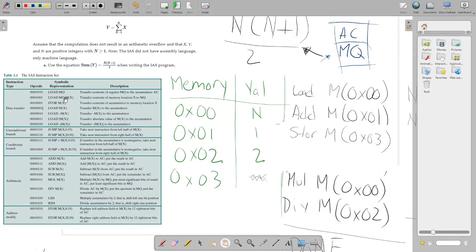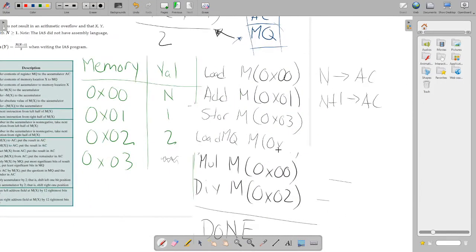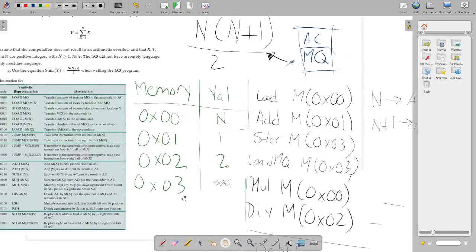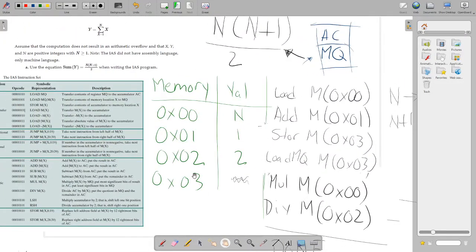That one takes 2, although the name might just be load MQ. Memory address 3. Hopefully that's all actually correct now. And then again, we would probably store this in some memory address when we're done, but just to keep it simple. Alright. Do I have it all right now? Did I screw up again?